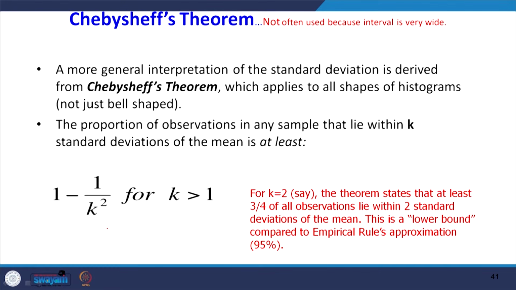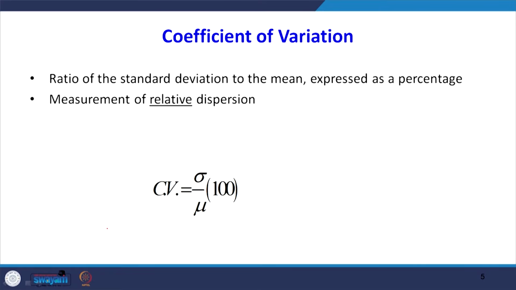So, you see what is given for k equal to 2: the theorem states that at least 3/4 of all observations lie within 2 standard deviations of the mean. This is a lower bound compared to the empirical rule approximation of 95%. In the case of the previous slide, if it is 2, we can cover 95% of all observations, but here we can cover only 75% of all observations. Sometimes we can use the Chebyshev theorem if the data is not following normal distribution. These two properties, in coming classes many times we will refer to 1 sigma, 2 sigma, 3 sigma.